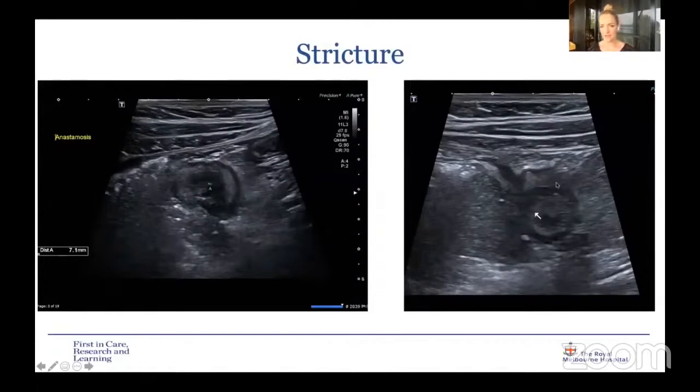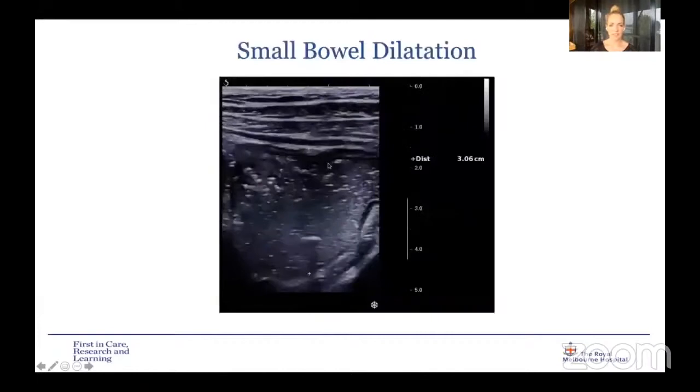This one I think demonstrates it slightly better. You've got your small bowel up here and this tight stricture here and then this area of dilatation proximal to it. You can see very thickened bowel wall at 7.1 millimetres. And this is the area of pre-stenotic dilatation that was up at 3 centimetres, so 3.06 centimetres. So we say that anything greater than 2.5 centimetres is concerning and more than 3 centimetres is diagnostic of an obstruction.